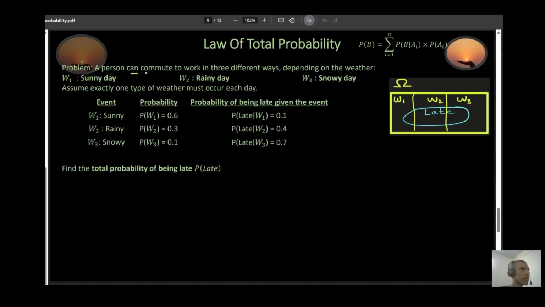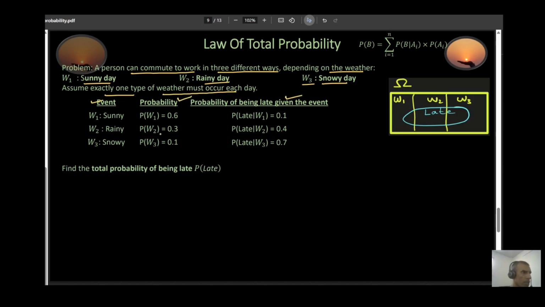Suppose a person can commute to work in 3 different ways depending on the weather. Well, the weather can be a sunny day, a rainy day, or a snowy day, represented by W1, W2, and W3. Assume exactly one type of weather must occur each day. And these are my events, and these are the probabilities of those events, and these are the probabilities of being late given that these events happen.